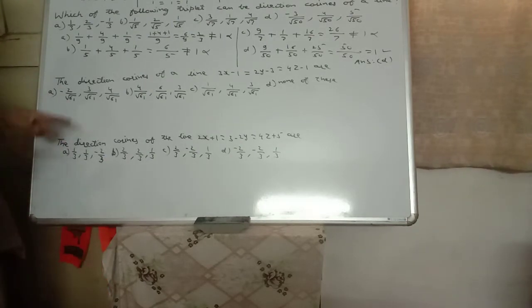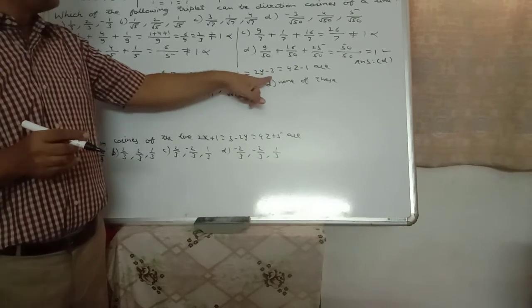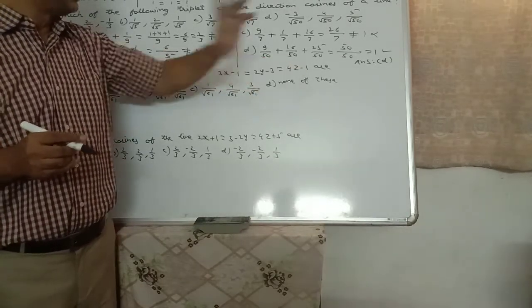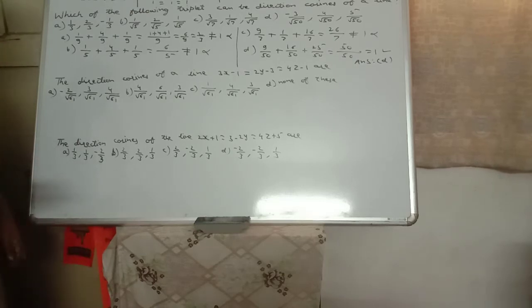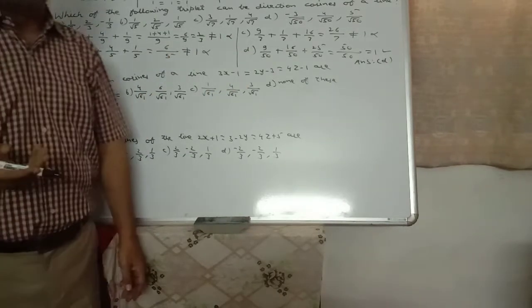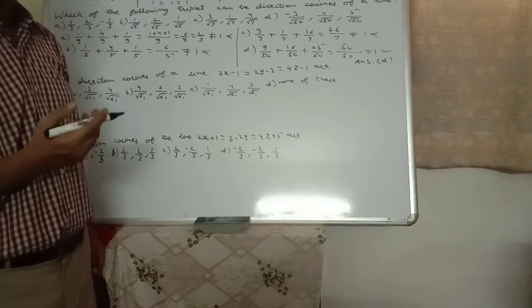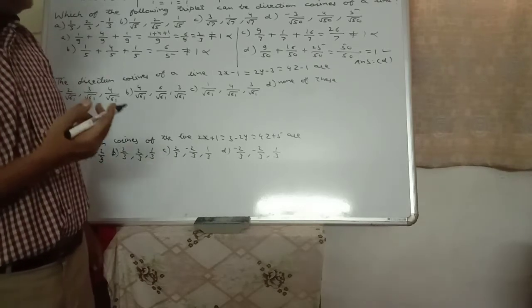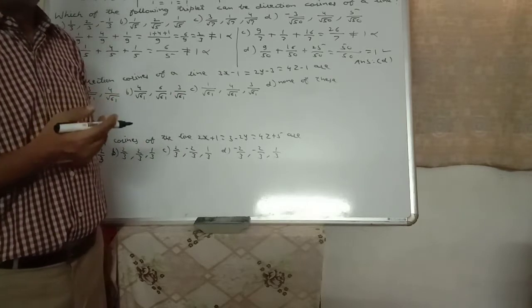Next example. The direction cosines of a line 3x minus 1 is equal to 2y minus 3 is equal to 4z minus 1, and in the options direction cosines are given. Now the given equation is not in the required form, because the general equation of a line in Cartesian form should be x minus x1 upon a is equal to y minus y1 upon b is equal to z minus z1 upon c.